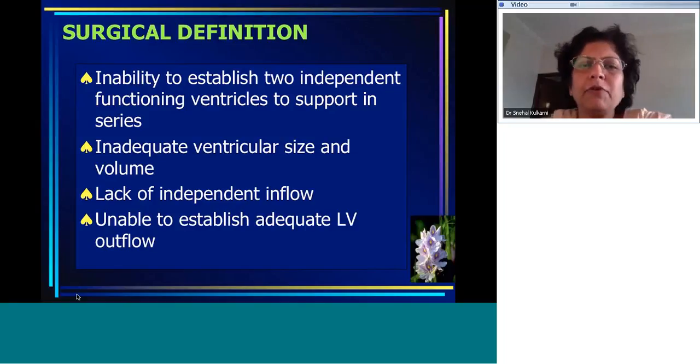So what is actually the definition of univentricular heart? It's not just that you can see one chamber or two chambers. In fact, in spite of seeing two chambers, sometimes we may not be able to do a two ventricular repair. So we need a surgical definition: an inability to establish two independent functioning ventricles to support the circulation.